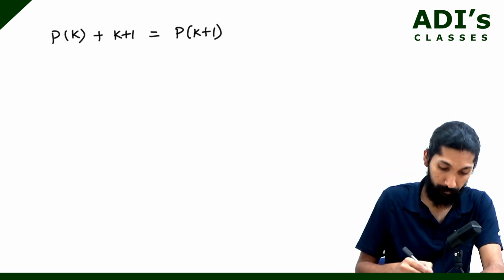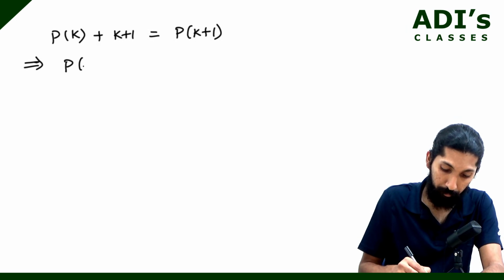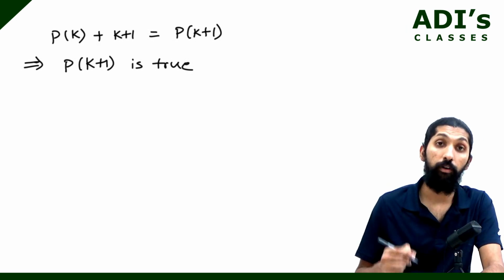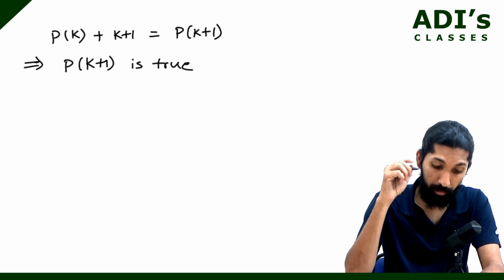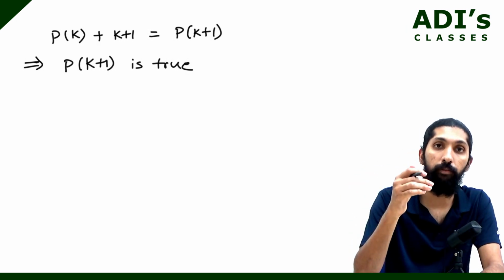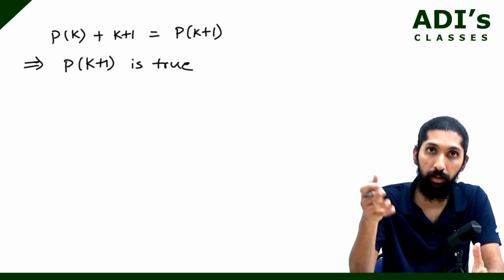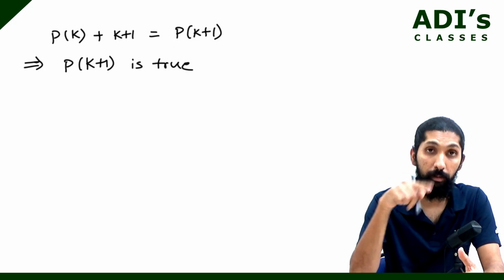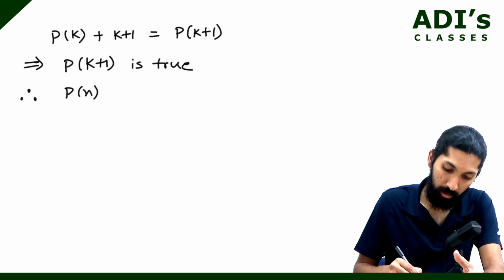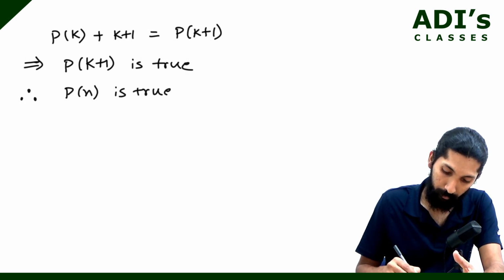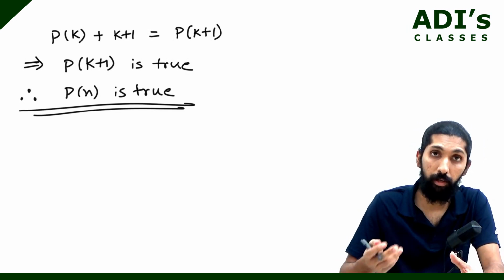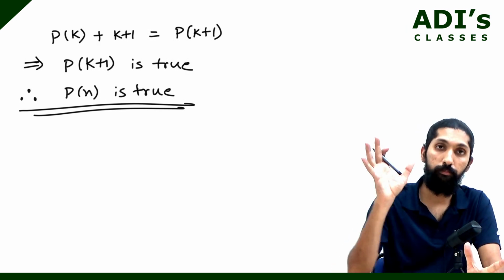So when you say this implies that P of k plus 1 is true, correct, for any value. So if P of k plus 1 is true, don't you think P of n should also be true? Because from P of n only we got P of k plus 1, isn't it? So P of k plus 1 is true. Therefore, P of n is true, which basically is what you're trying to calculate, or that's basically what you're trying to prove. All right, so basic steps.